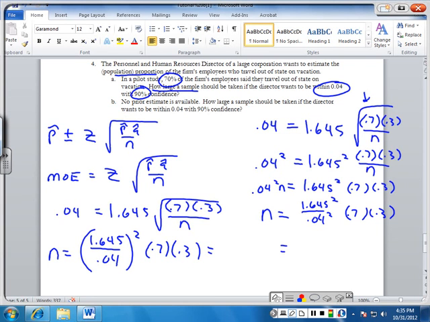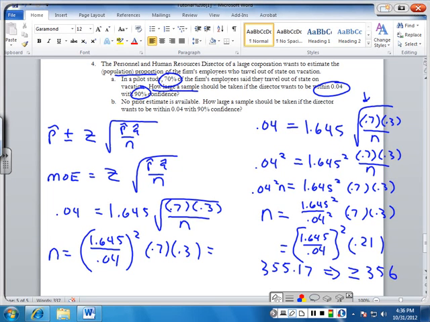You can do it like that, but you could also make this further, I guess simplification. I'm going to go ahead and put 2.1 right there. Well, anyway, that all comes out to be 355.17. That means you need at least 356. Again, always round that up.